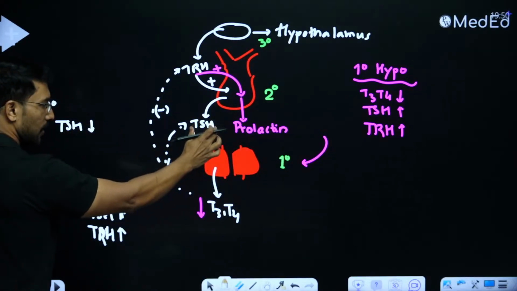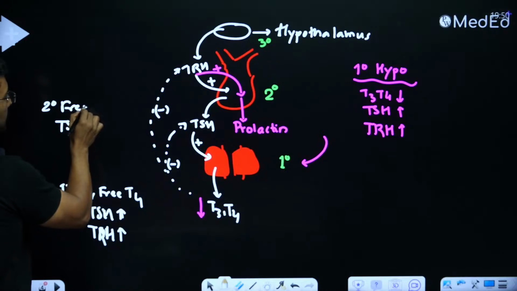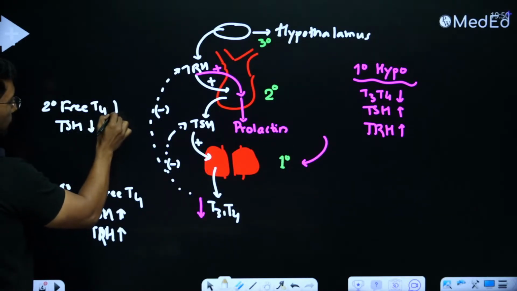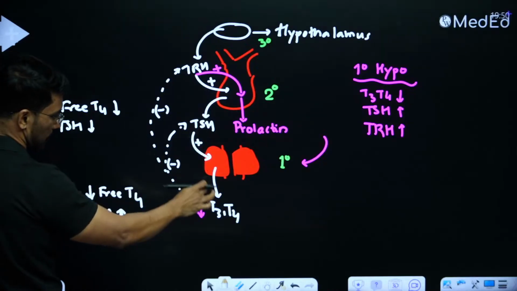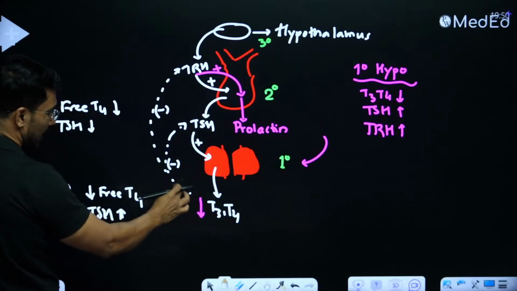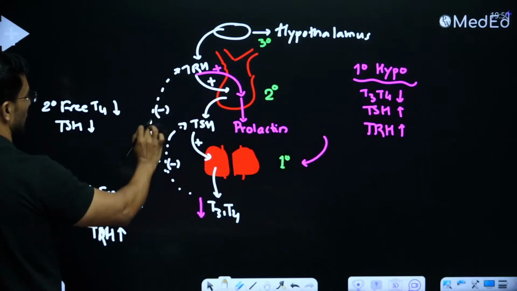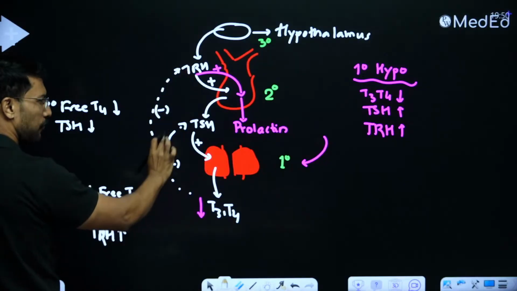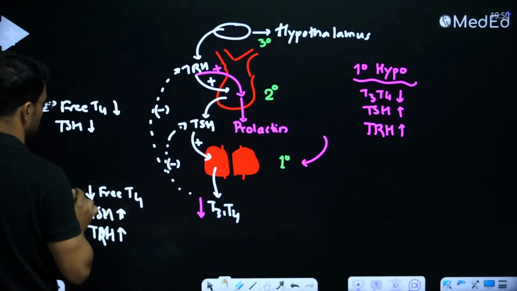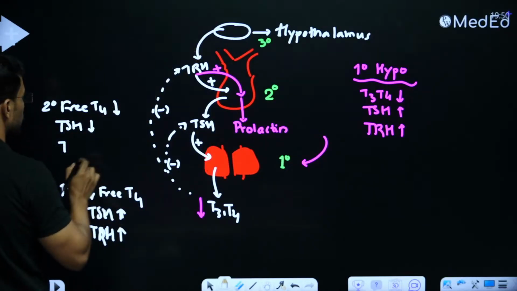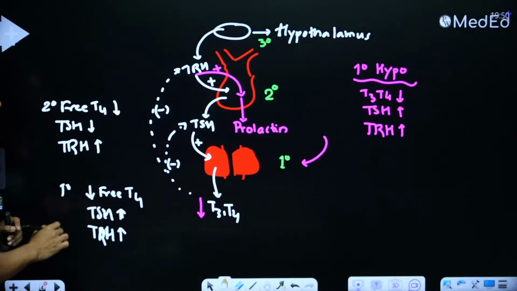If TSH is low, there is less stimulus to the thyroid gland, so we will have decreased free T4. But because TSH and free T4 are low, the negative feedback is cut to the hypothalamus, so TRH will increase. Negative feedback is cut to the pituitary also, but that is where the problem is. The pituitary is not able to produce TSH, right? But the hypothalamus can produce more TRH. So in secondary, I will have an increase in TRH.